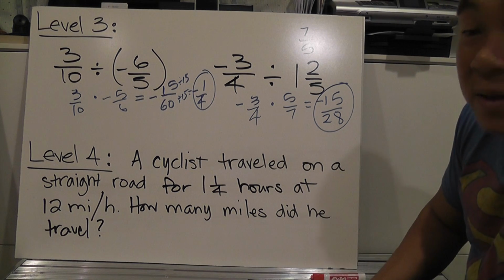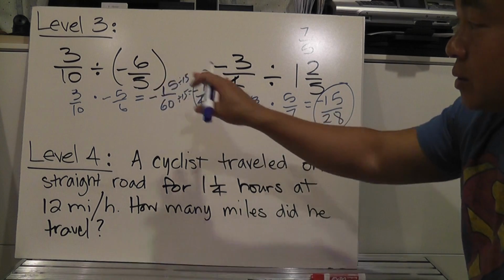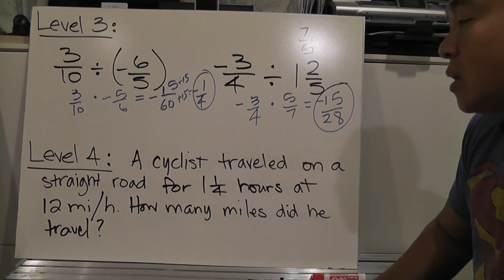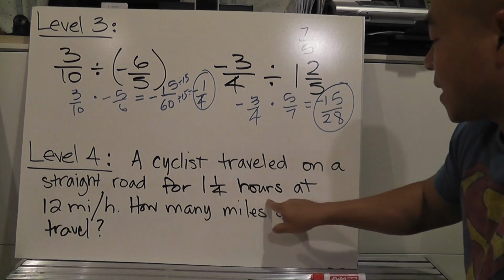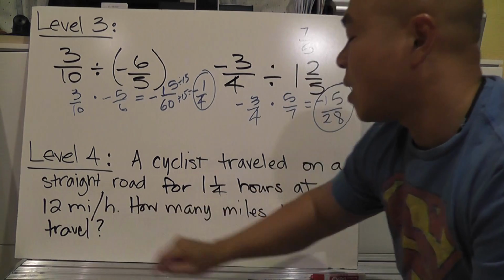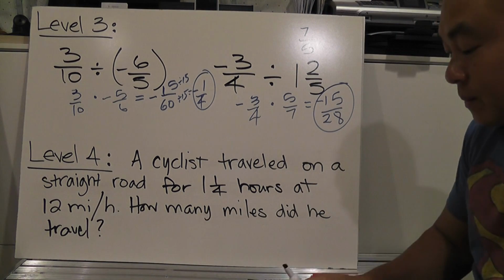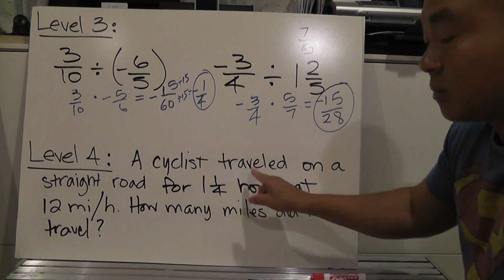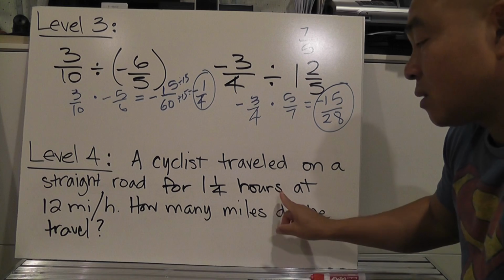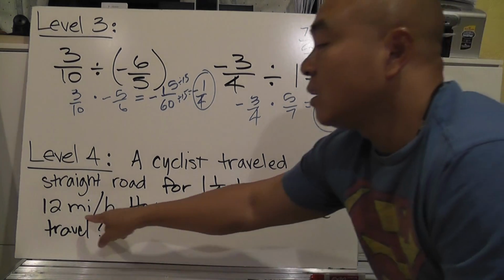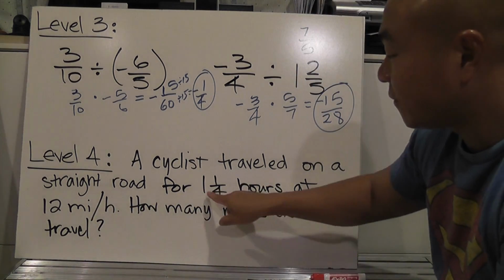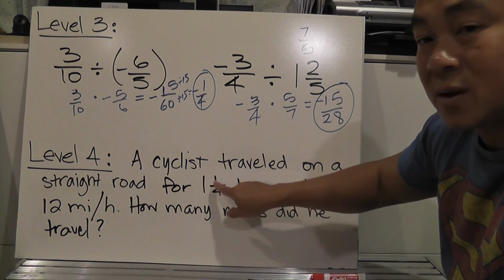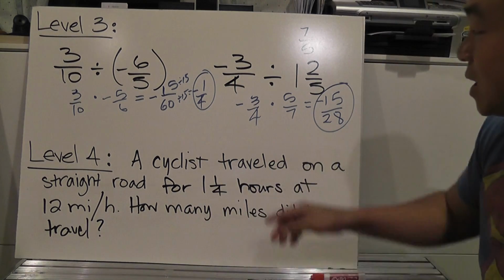Alright, so let's go with the last one, which is a word problem. We're going to take what we learned here and apply it to a word problem. Here we have a cyclist who traveled on a straight road for 1 1/4 hours at 12 miles per hour. How many miles did he travel? Well, if you look at the question itself, he only went for about 1 hour, a little bit more than that. He can go 12 miles per hour, so if he's gone for 1 hour, we know that he's gone 12 miles. However, he's gone a little bit more than that, and that's a part that we can try to find out using the math that we know.